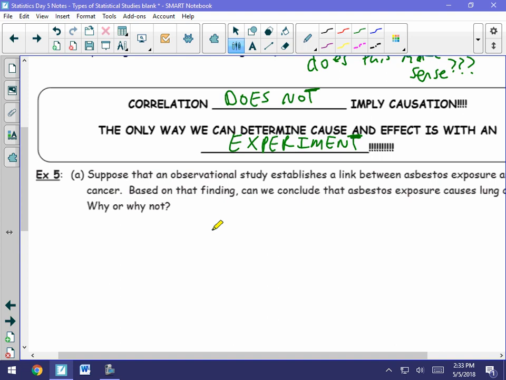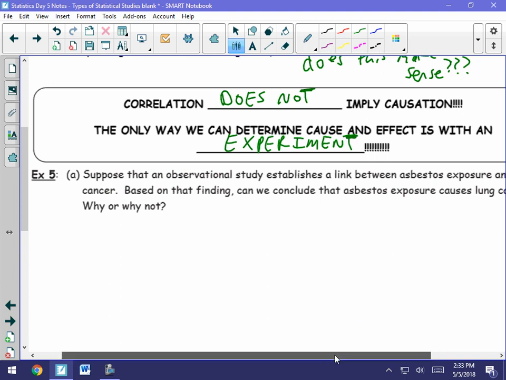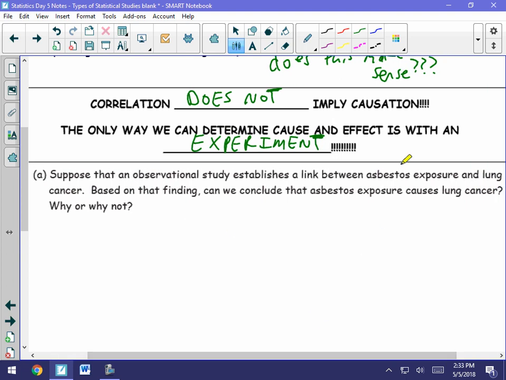Okay, so number 5 says, suppose an observational study establishes a link between asbestos exposure and lung cancer. Based on that finding, can we conclude that asbestos exposure causes lung cancer? Why or why not? I mean, it makes sense that being exposed to asbestos would cause lung cancer. However, the fact that they were only doing an observational study means that we cannot actually conclude that. Right? We are not allowed to say that asbestos exposure causes lung cancer. This was an observational study only.